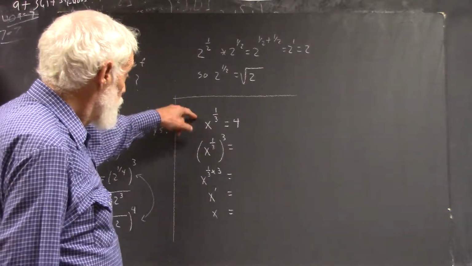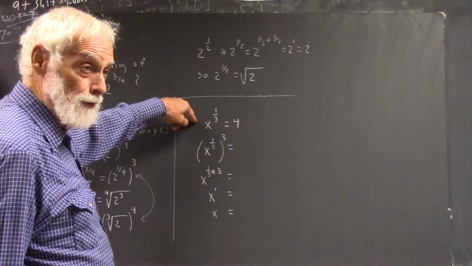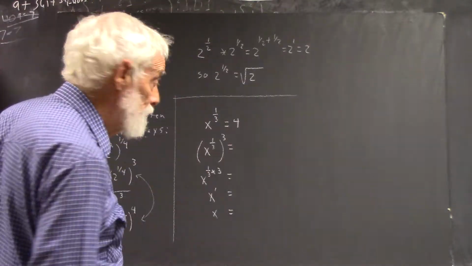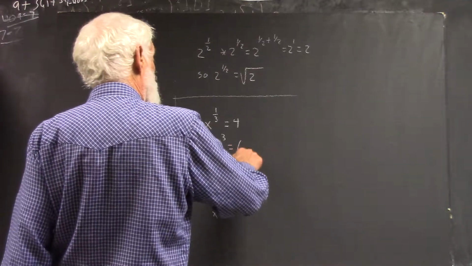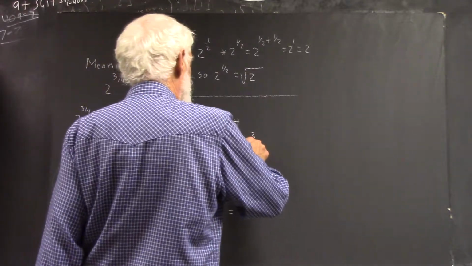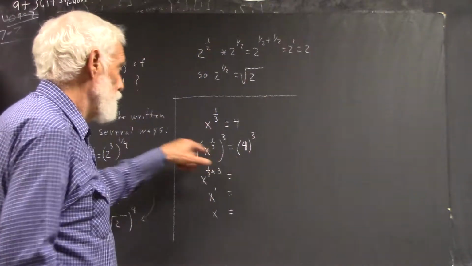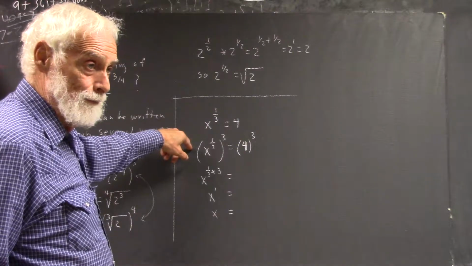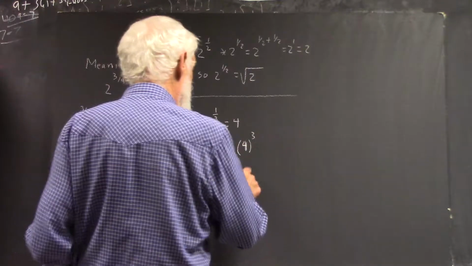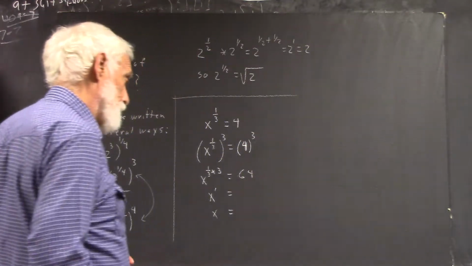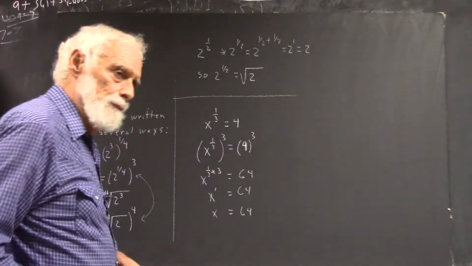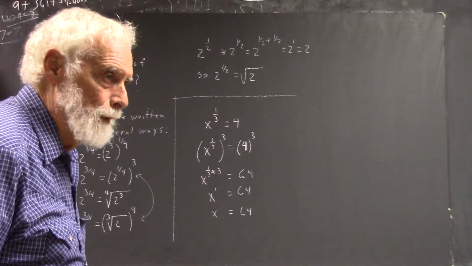Now, what did I do to this side of the equation? Because this isn't the same as this. What's the difference? I raised it to the 3rd power, cubed it, okay? Well, I've got to do the same thing to this side. If I do, then I still get a true statement. If this is true, then this is true, okay? And 4 cubed, 4 times 4 times 4, 64. Okay? Make sense?